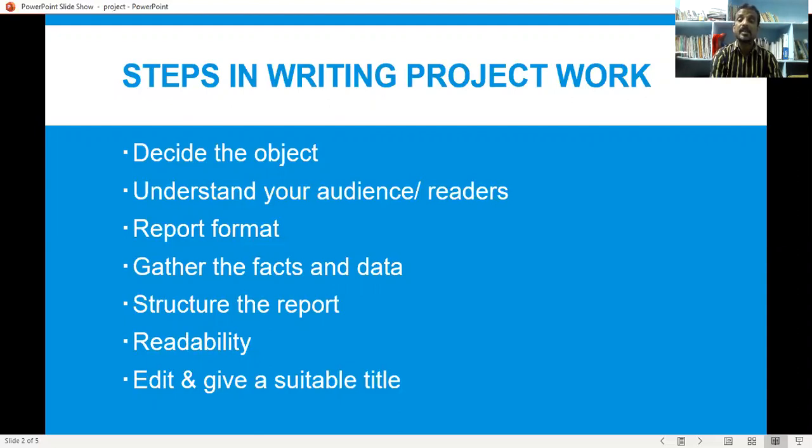Later, structure the report. Whatever information you gather, structure that in a format which helps you to present in detail in front of the audience. And while making that report, you have to see that the language used in that report should have readability. And finally, edit the report prepared by you and eventually give a suitable title. These are the steps one has to follow before and while making the project.